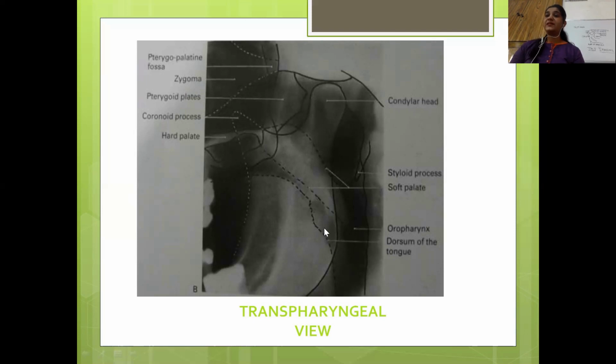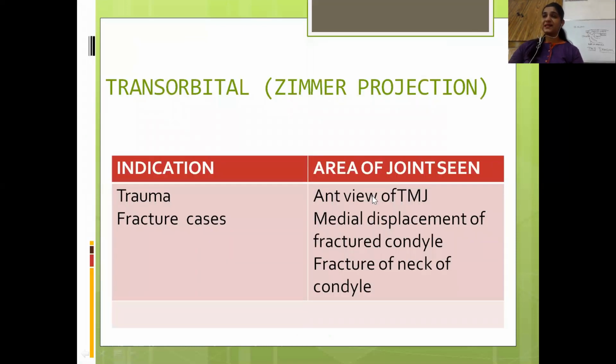We can very well see the antegonial notch over here, and the head of the condyle and the neck of the condyle. And if maximum mouth opening is there, we can see whether the interarticular disc and the articular eminence are in the correct position, and whether there is any sign or symptom in the patient associated with all these structures.